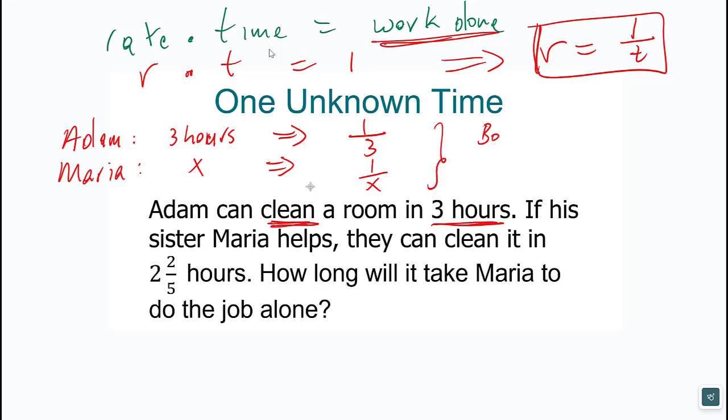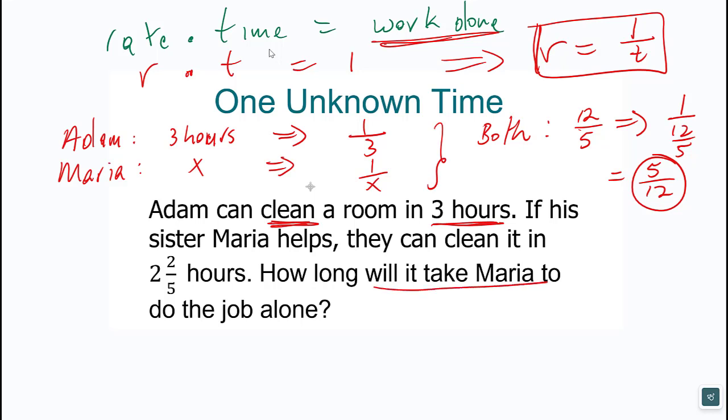Let's do both. Working together, the time for both is simply going to be 5 times 2, which is 10, plus 2, so 12 over 5. And so the rate for both is simply going to be 1 over 12 divided by 5, which is equal to 5 over 12. Just simply take the reciprocal right there.